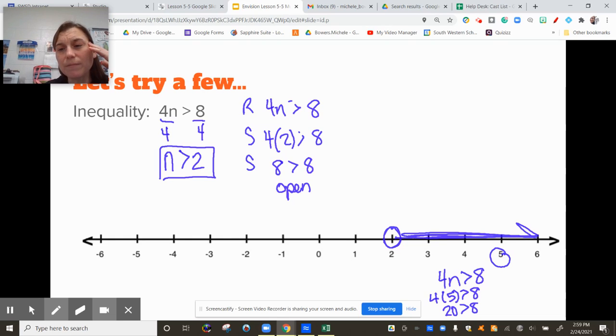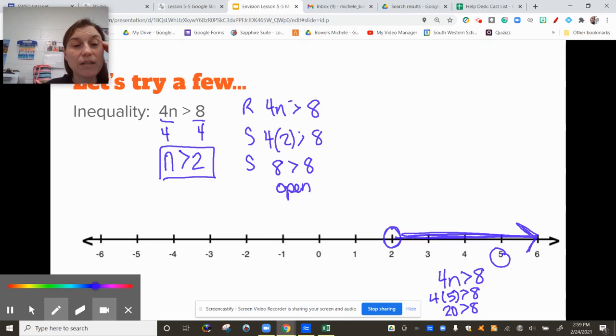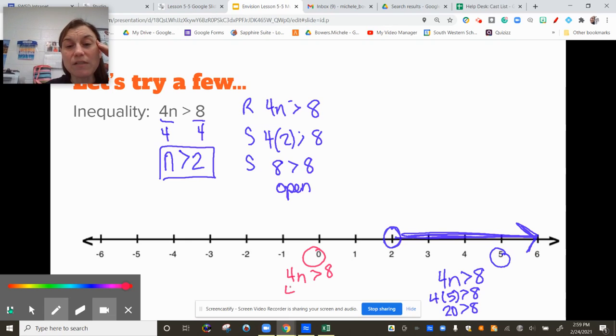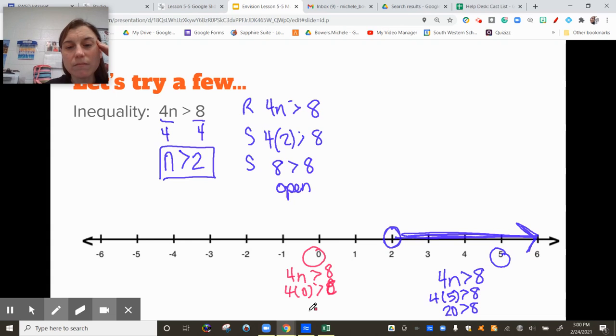And just to prove it, I'm going to pick something over here, like 0, and see, is 0 a solution? Because 0 is on the other side of 2. If 0 is also a solution, then I might have a problem. So 4n is greater than 8. What happens when I do 4 times 0? Is that greater than 8? Well, 4 times 0 is 0. Is 0 greater than 8? No, 0 is not greater than 8.